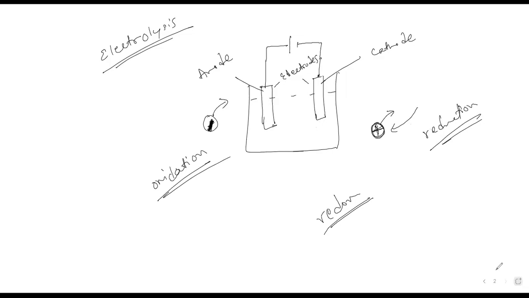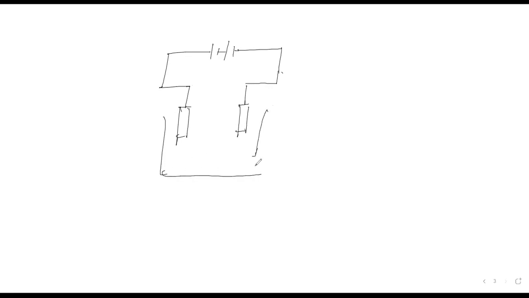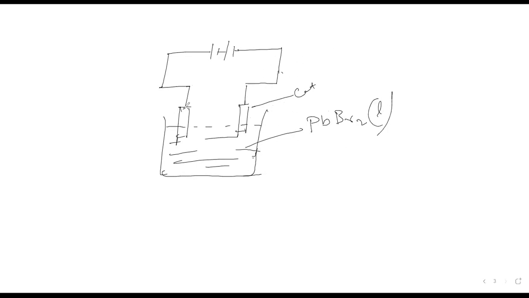Now, let's show a simple example. Let's say we have this cell, and it is connected to electrodes. This is the beaker. The electrodes are submerged into the beaker, into the solution or electrolyte. The electrolyte is, let's say, liquid PbBr2. Okay, this is the cathode, and this is the anode.